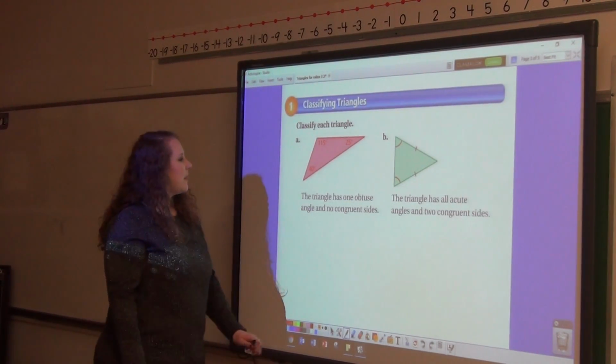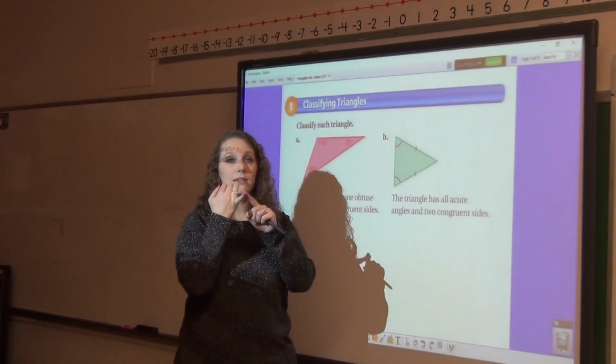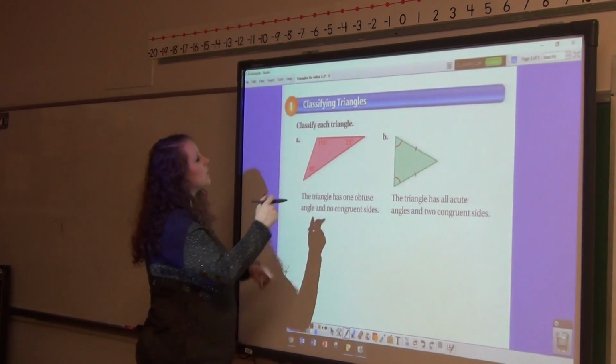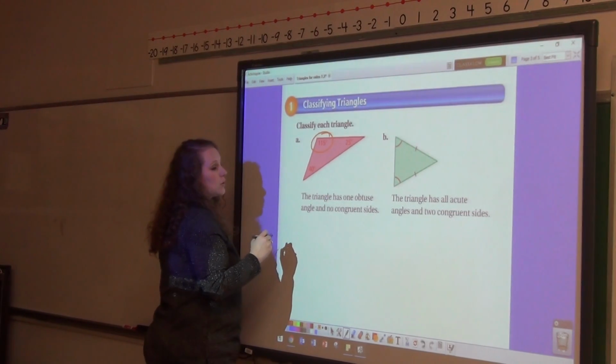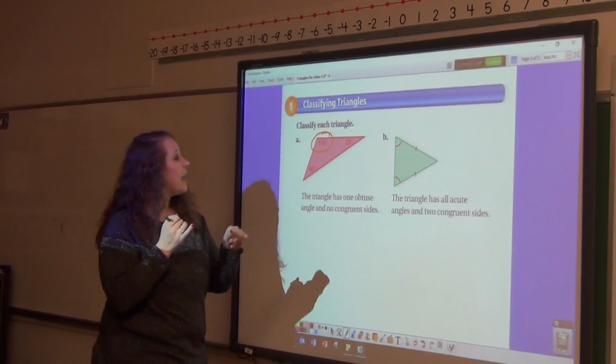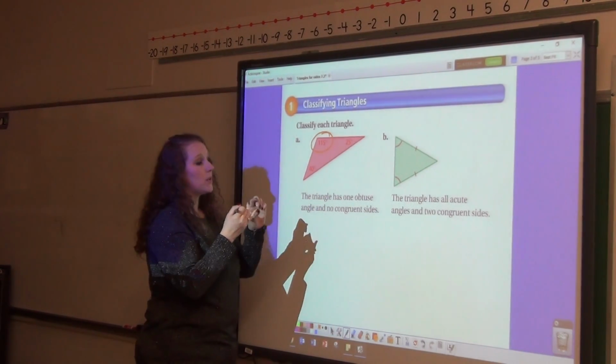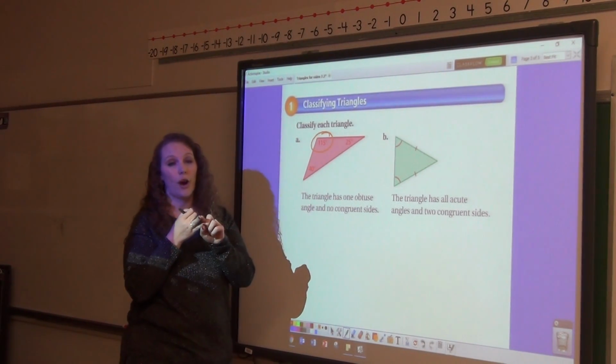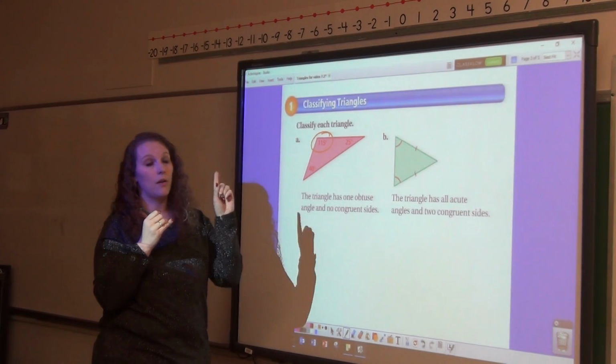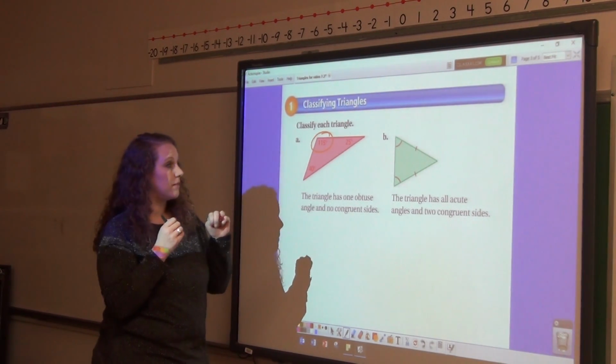All right, so we can classify these. We need to classify in two ways, by their angles and by their sides. This one has one obtuse angle, so it is an obtuse triangle, and it has no congruent sides, so it is scalene. So it is an obtuse scalene triangle. You have to have both, by the sides and by the angles.